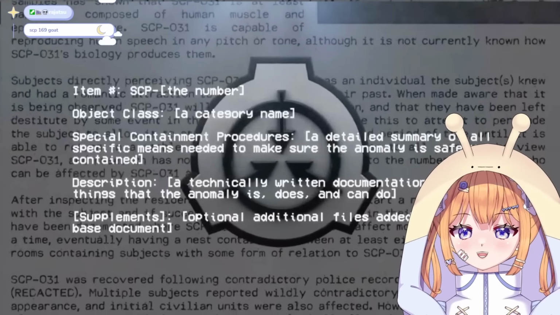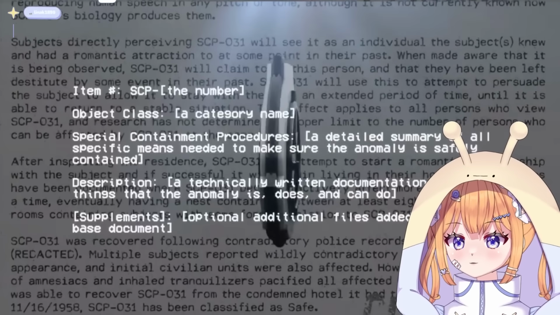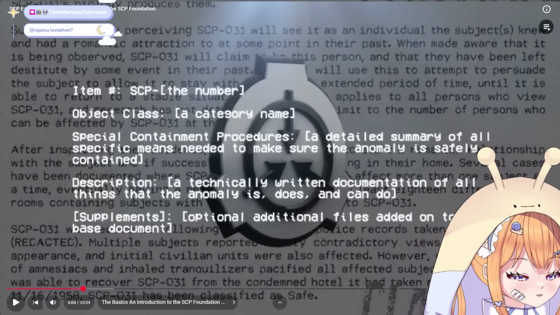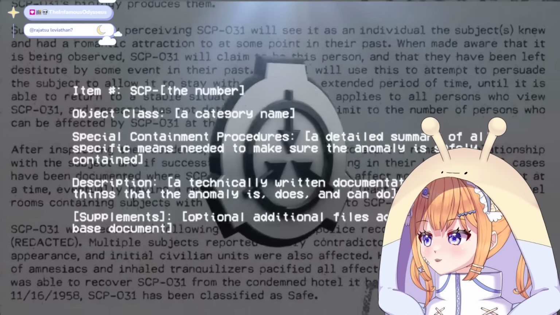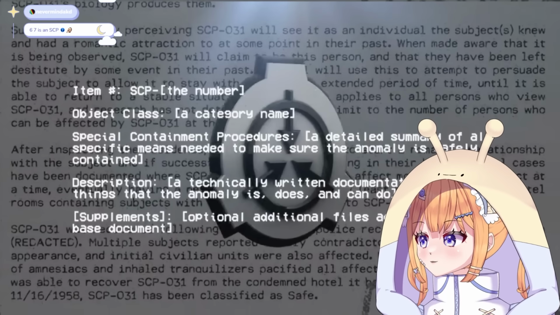Then a technically written documentation of all things that the anomaly does. How do you safely contain me? I guess you have to put me in my silly little room with my silly little computer and deliver food to me.